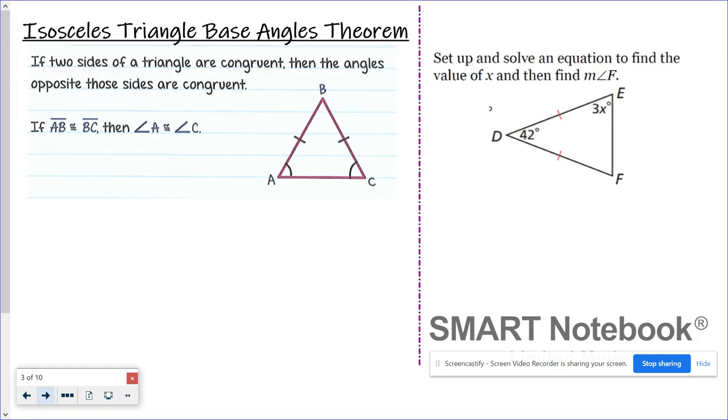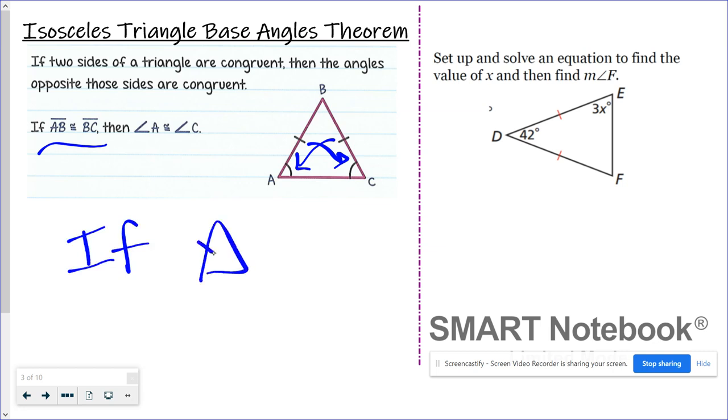So the isosceles triangle base angles theorem says, if two sides of a triangle are congruent, then the angles opposite those sides are congruent. So in this triangle here, we know that AB is congruent to BC, which means that the angles opposite those sides are congruent. So in short, if I have a triangle with congruent sides, then the base angles are congruent, okay?